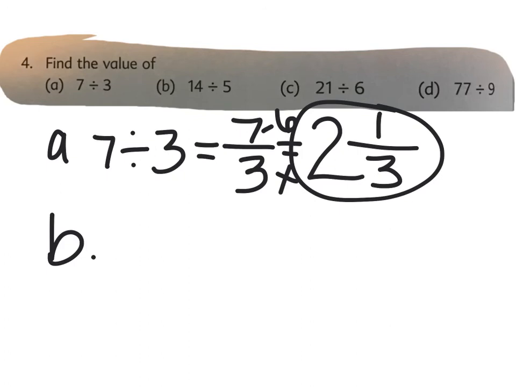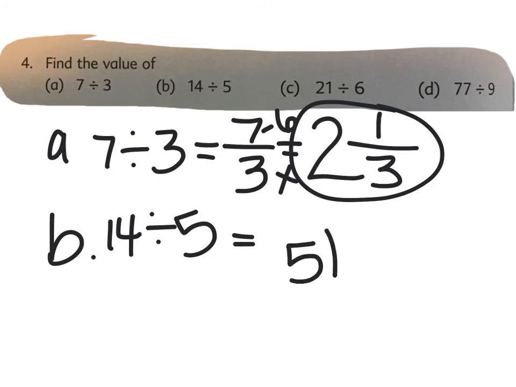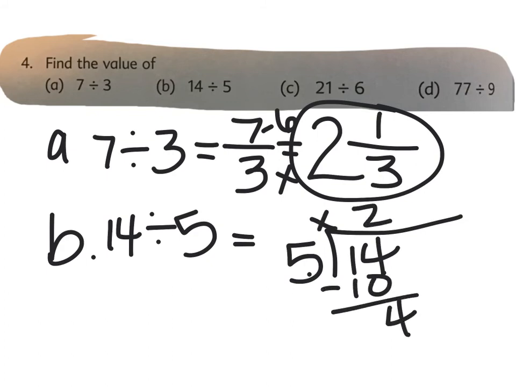B. 14 divided by 5. I'm going to do it the other method. 14 divided by 5. 5 goes into 14 2 times. 2 times 5 is 10. Subtract. 4/5.